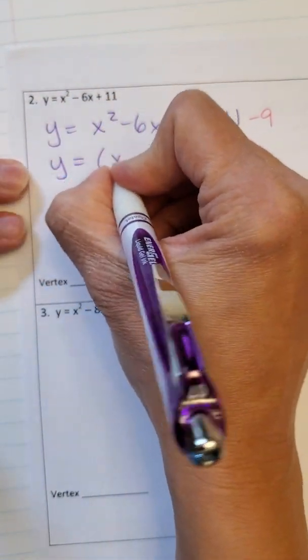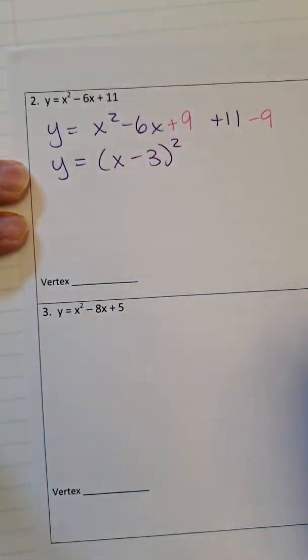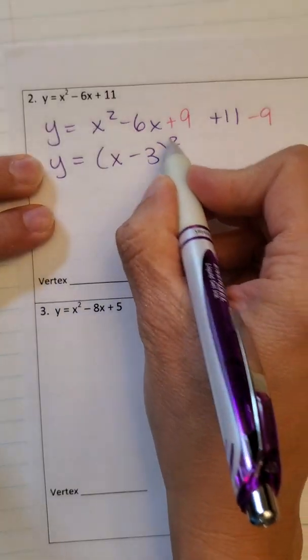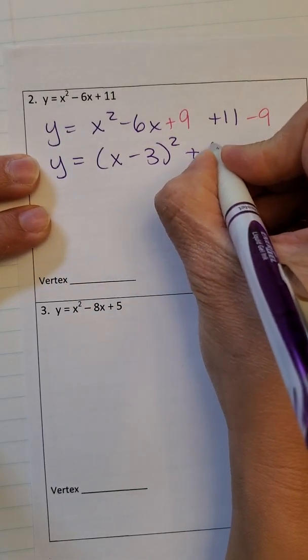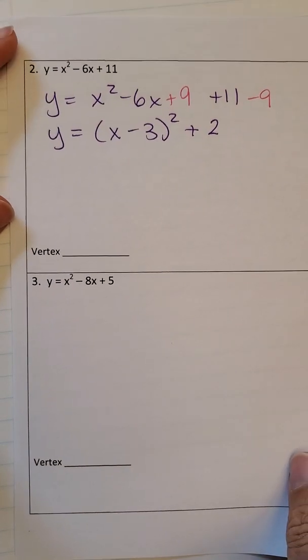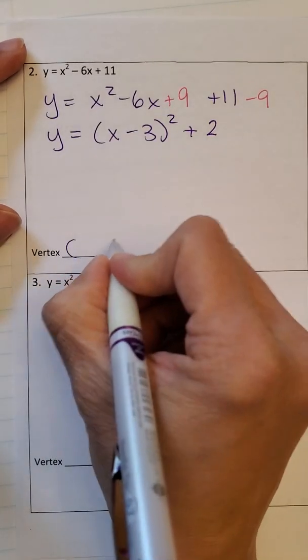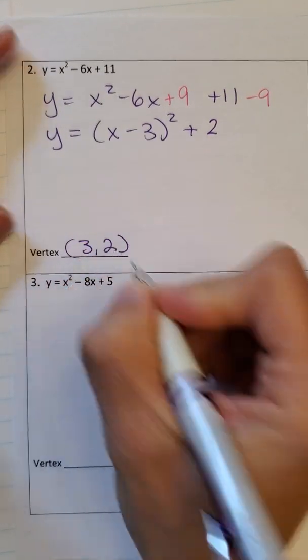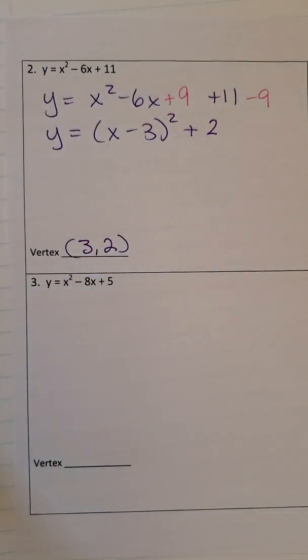So we're going to factor the left side, that little part right there, to get our trinomial square, and then we'll combine these. 11 minus 9 is 2. Okay, what's the vertex? Hopefully you said that the vertex was (3, 2). And if you did, you'd be right.